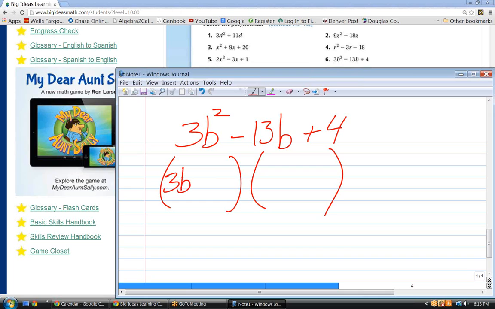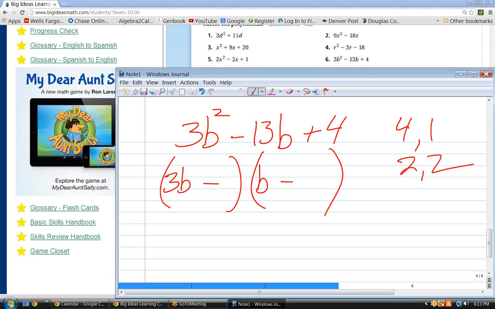3b and then b squared. No, and then just b. Okay. What are my signs? Minus and minus. And then factors of 4. What are they? 4 and 1. Okay. What else? 2 and 2. Okay. That's it.